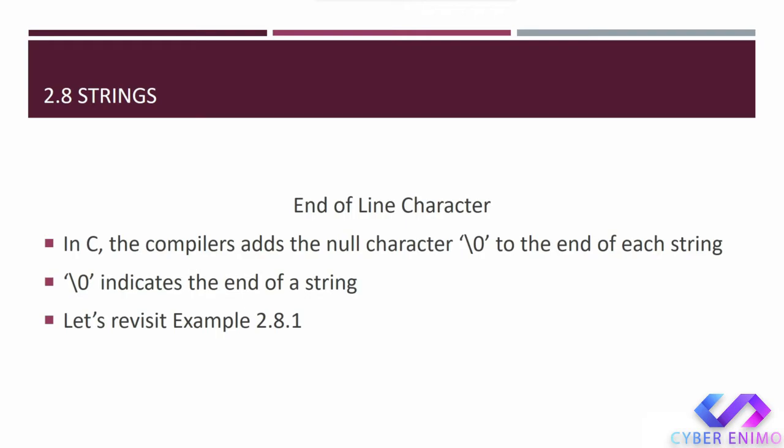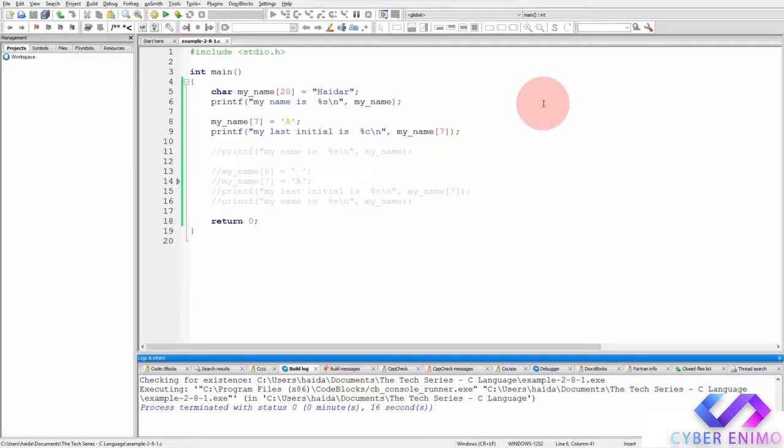Now let's go back to our example in Code::Blocks. I had mentioned previously that the 7th element of the array my name will be a space. Well, I kind of lied to you. What really happened is that when we added the string Haider to the array my name, the compiler added the null character to the 7th element of that array. Then we added my last initial to the 8th element of that array.